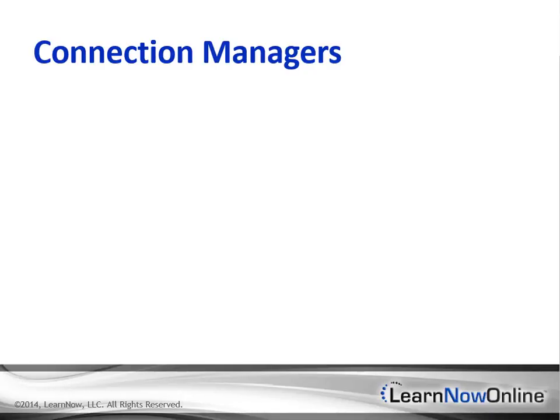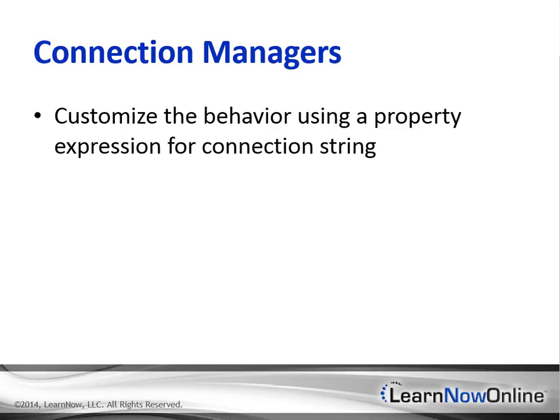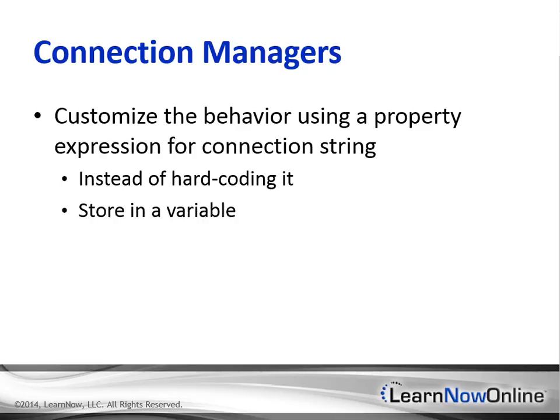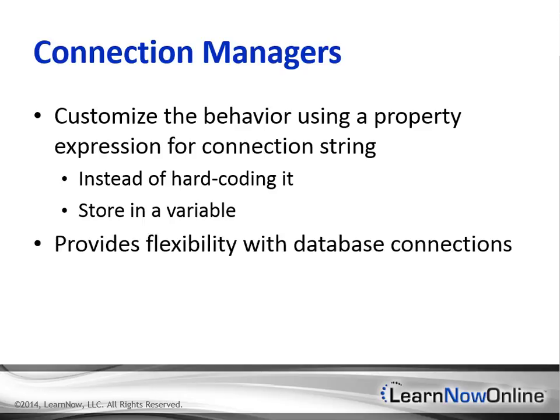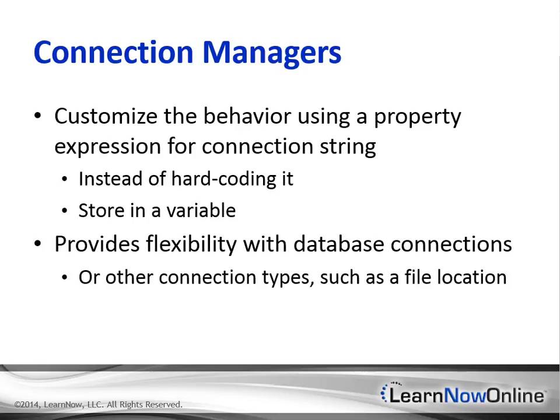One place you can use variables is in connection managers. In this case, you can customize the behavior of a connection manager by using a property expression for the connection string. Instead of hard-coding the database connection string as part of the connection manager, you can store it in a variable and use that variable in the property expression. This provides flexibility in database connections, allowing actions such as looping through a list of databases on a particular server that performs some action on each database. Or you can customize a file location for export. So there's different ways of doing that within different kinds of connection managers.